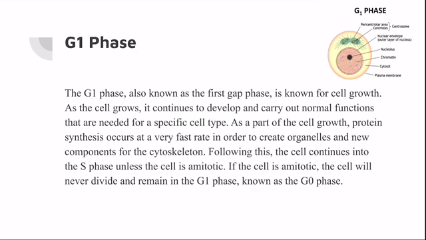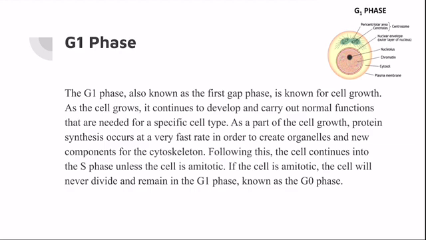The G1 phase. The G1 phase, also known as the first gap phase, is known for cell growth. As the cell grows, it continues to develop and carry out its normal functions that are needed for a specific cell type. As a part of the cell growth, protein synthesis occurs at a very fast rate in order to create organelles and new components for the cytoskeleton.